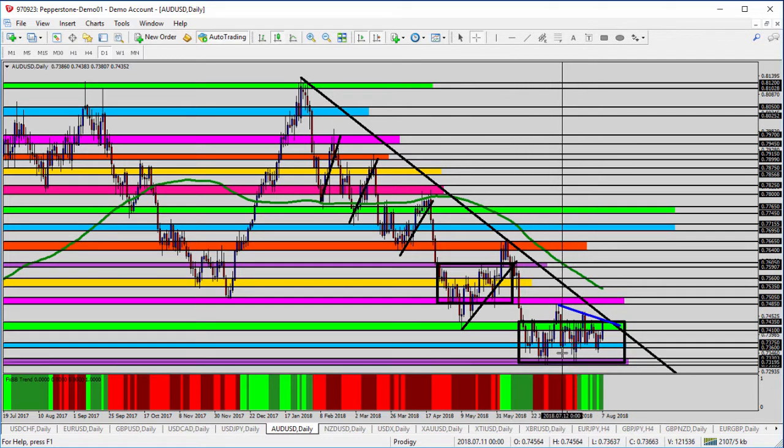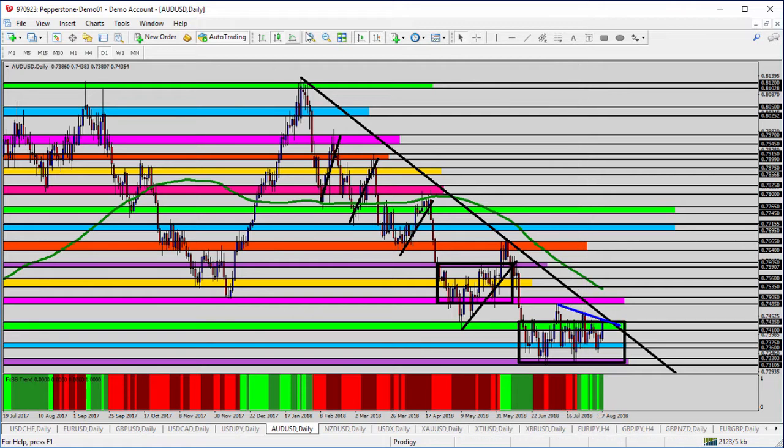Inside the black box, you can see it bouncing around. Purple zone support, blue zone support, green zone resistance. A couple of times it peaked just above the green zone, but for the most part, over the past several weeks, it has found resistance at the green zone. That sits right around 0.7410 to 0.7435, that green shaded area.